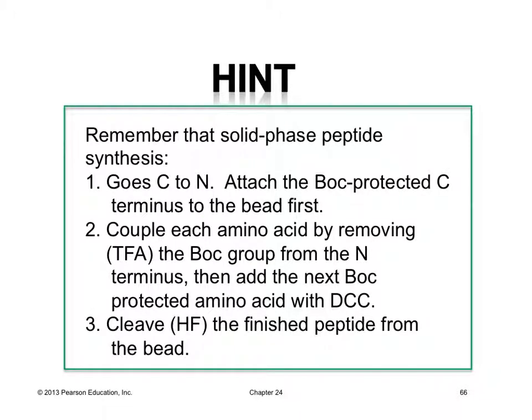Important thing to note is that solid phase peptide synthesis also goes from C to N. You attach the Boc protected C terminus to the bead first. Couple each amino acid by removing the Boc group from the N terminus through addition of TFA. Then add the next Boc protected amino acid with DCC. Cleave the finished peptide from the bead with HF.